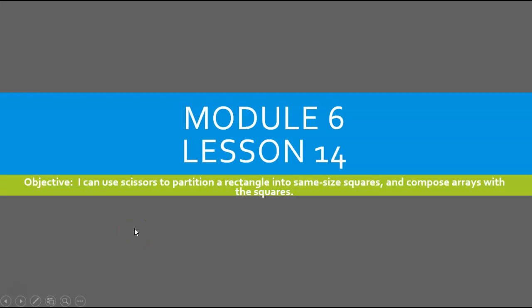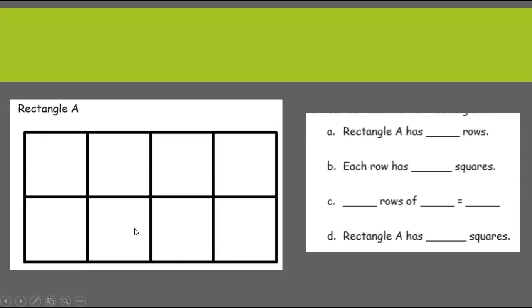Hello, second grade. This is Module 6 and Lesson 14. Objective today is I can use scissors to partition a rectangle into same size squares and compose arrays with the squares. So I have a rectangle right here. This is rectangle A, and we're going to fill in these blanks over here.